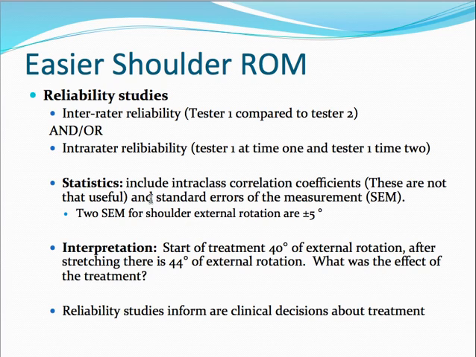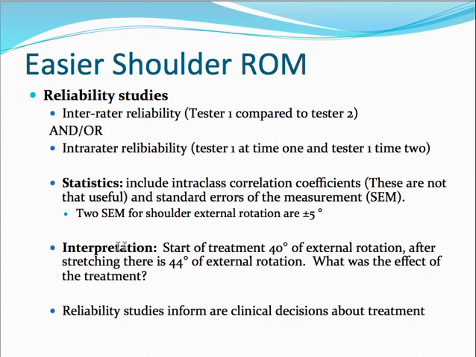What we really need is an error estimate in the units of the instrument itself. So for goniometry, for example, it's really not useful unless you know that the errors are plus or minus 5 degrees. And actually they're a little bit smaller for finger muscles and bigger for the hip, for example. But unless you know those, it's very difficult to apply the measurement clinically. And so the standard error of the measurement is the way we convert an interclass correlation coefficient to an absolute error measurement that we can use.